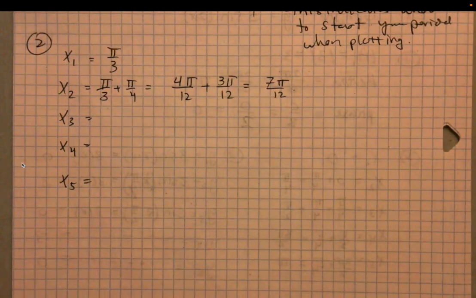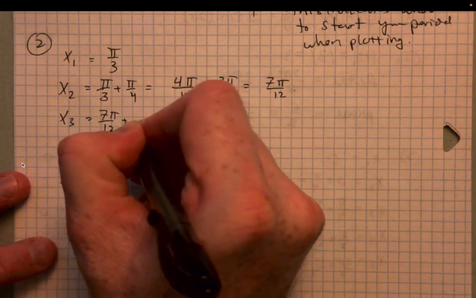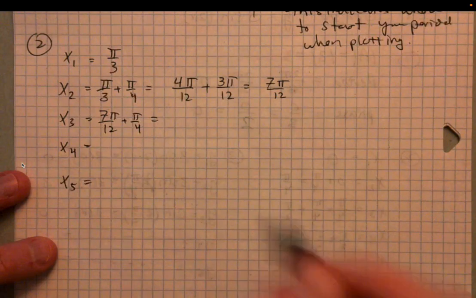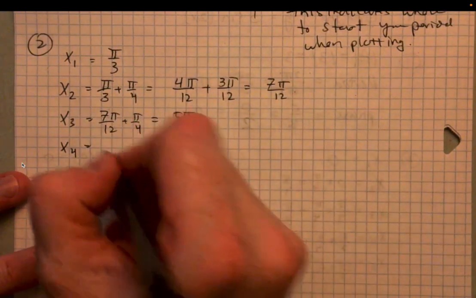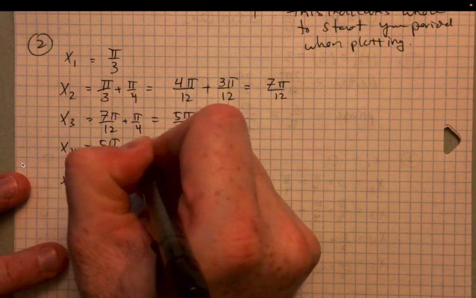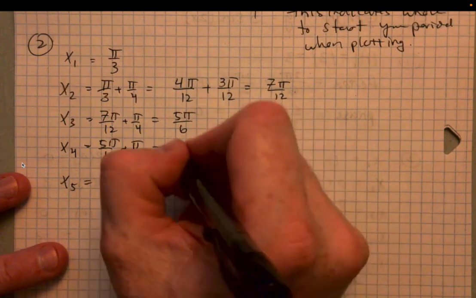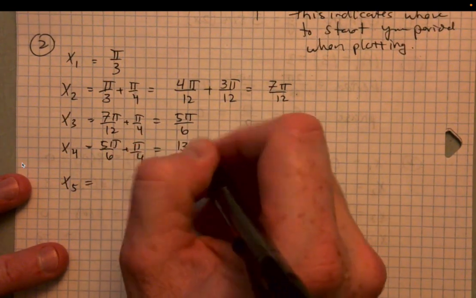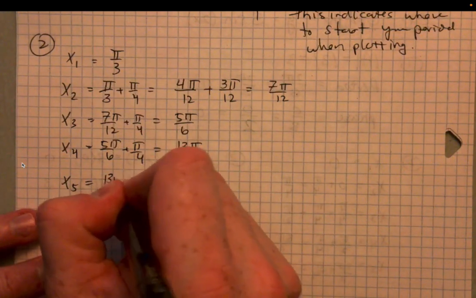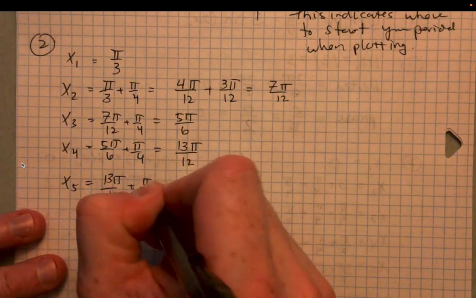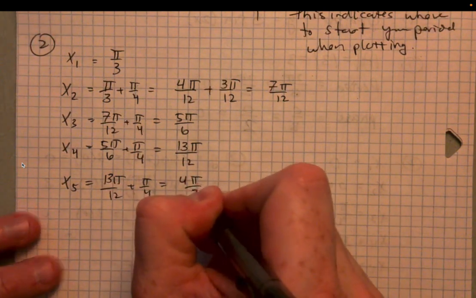Okay, and just that same exercise each time. So 7 pi over 12 plus pi over 4, right? And if you go through that, you'll find you can get to 5 pi over 6, and then 5 pi over 6 plus pi over 4. If you go through the exercise of adding those together, you'll get 13 pi over 12. And then 13 pi over 12 plus pi over 4 will get you to 4 pi over 3.